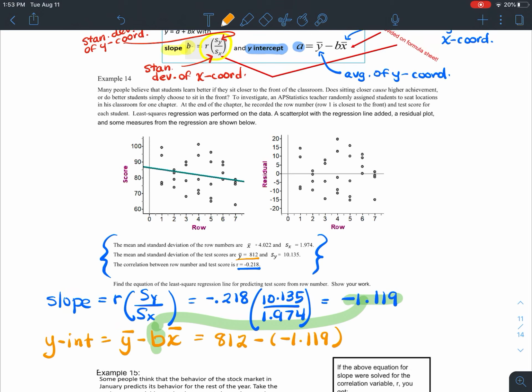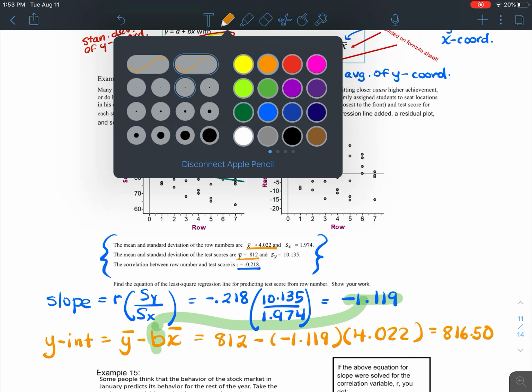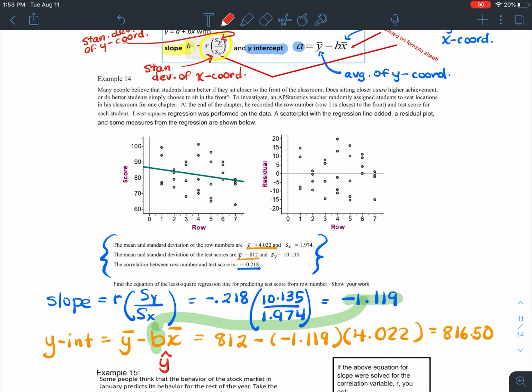Again, these are some figures that they gave us. We're going to use 812 for the average of the y coordinates. We're plugging in negative 1.119 for the b. Be careful, there's a double negative here. And then the average of the x coordinates is 4.022. If that were all plugged into the calculator, it looks like we would get for our y-intercept 816.5.